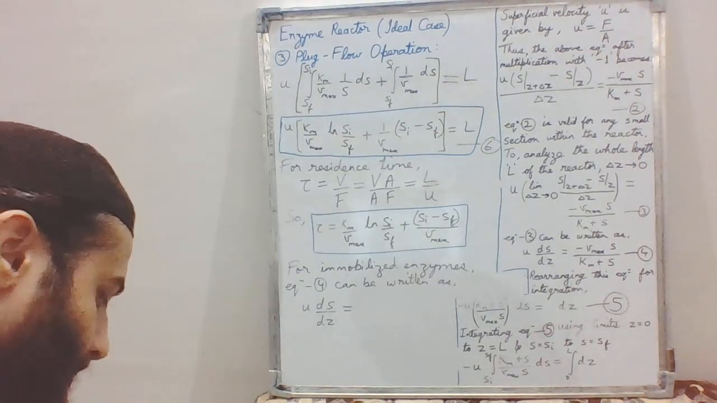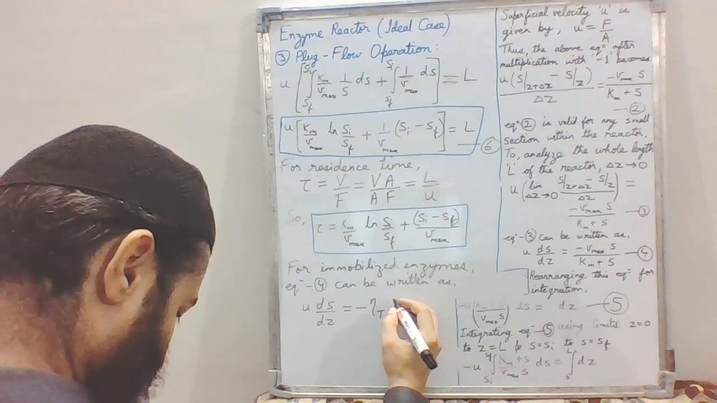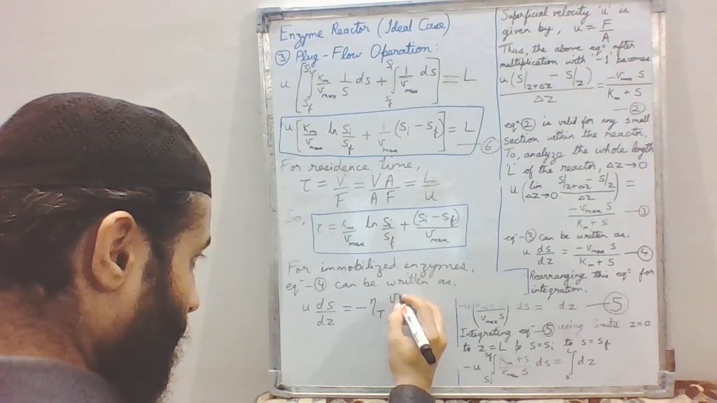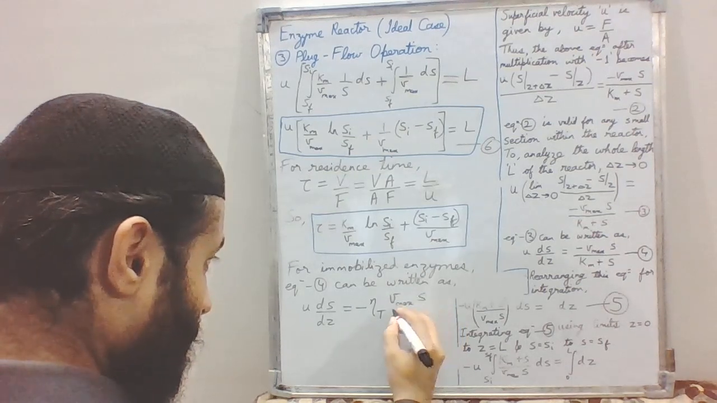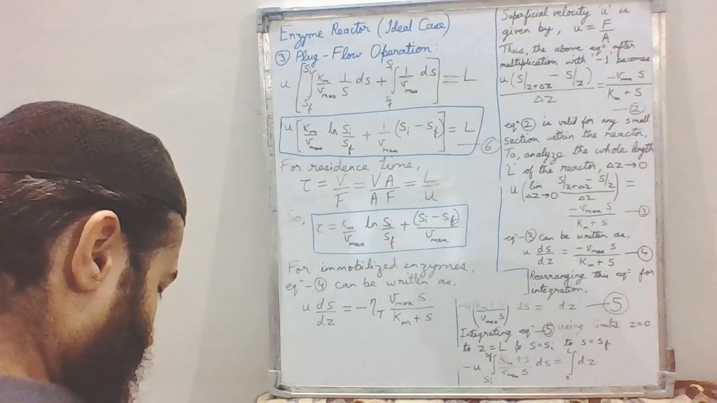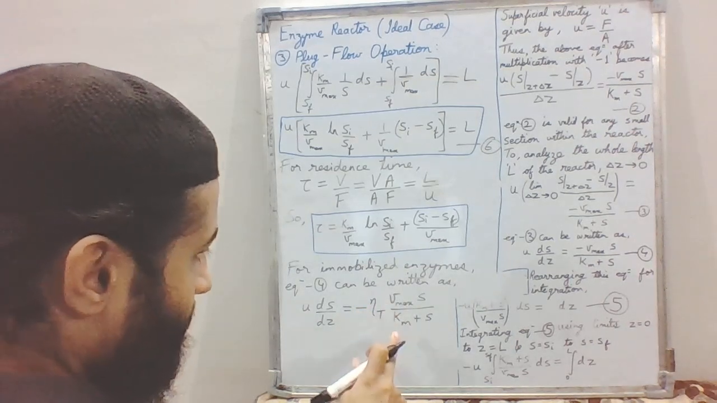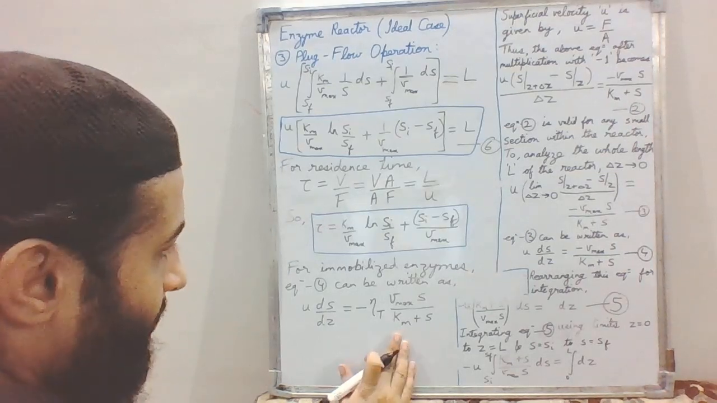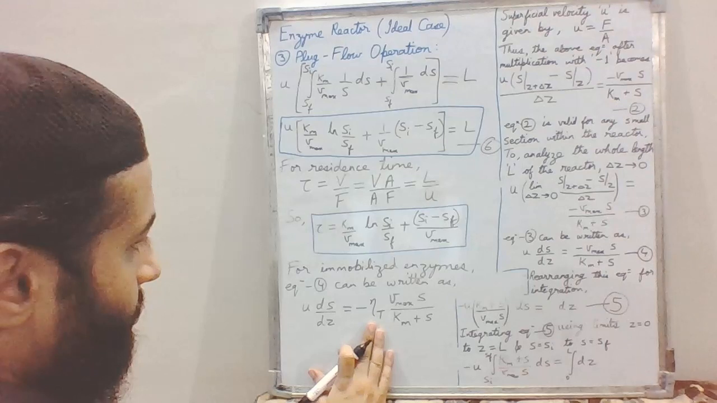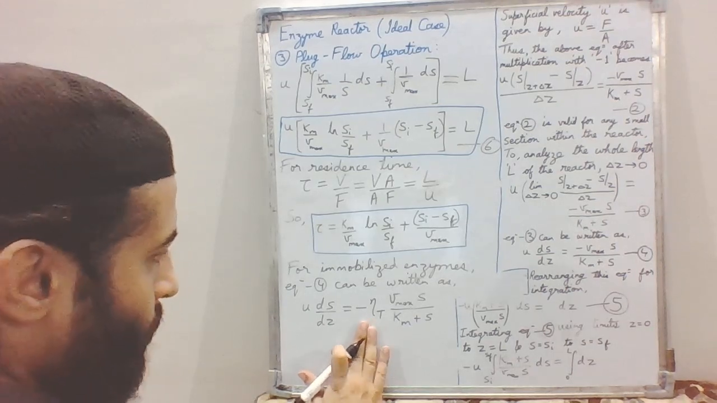u ds by dz, and the rate of consumption would have an efficiency factor eta, minus rate of consumption. Now here, since this case is for immobilized enzymes, Vmax is the intrinsic Vmax constant and Km is the intrinsic Michaelis-Menten constant. Substrate concentration is the bulk substrate concentration. Now this is a very complex case because of the effectiveness factor for immobilized enzymes, whether it is external diffusional restrictions or internal diffusional restrictions. The effectiveness factor is also a function of substrate concentration.